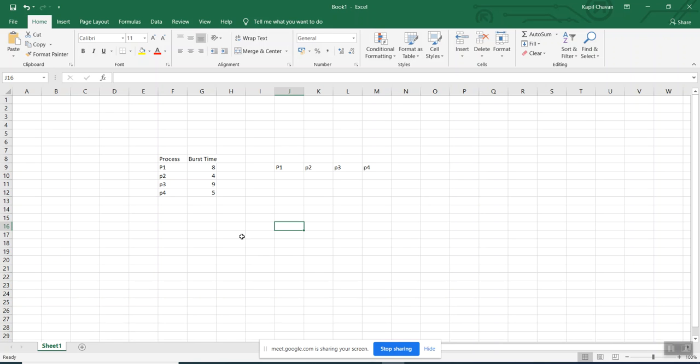Swapnali, Swahili, Priyanka, quickly calculate the waiting time for each process and the average waiting time.